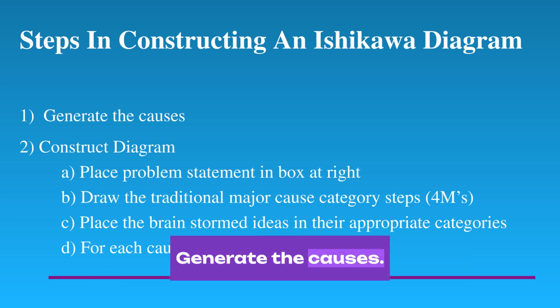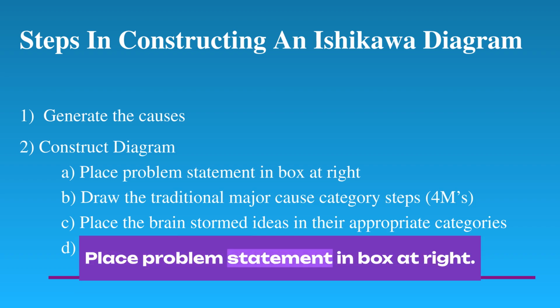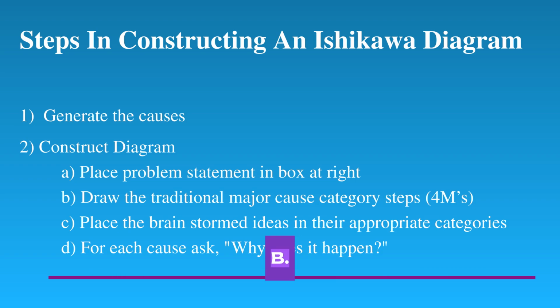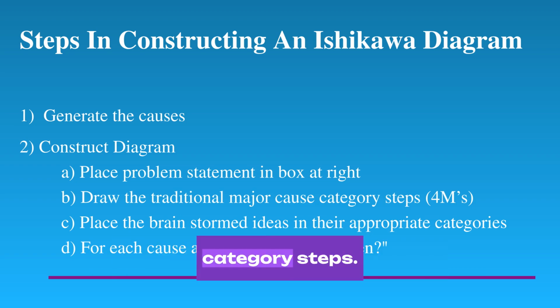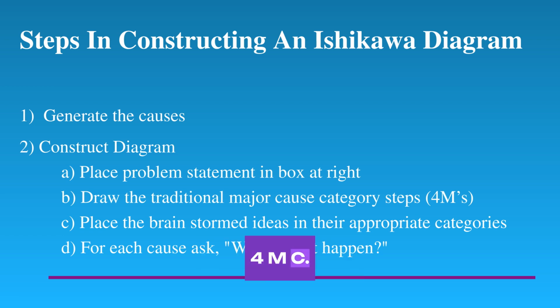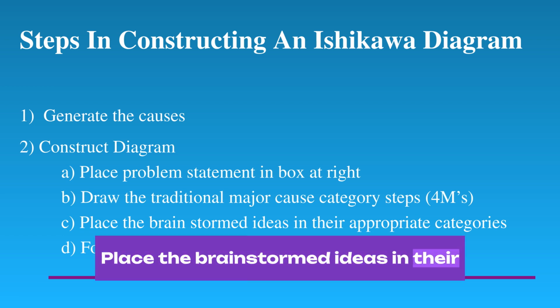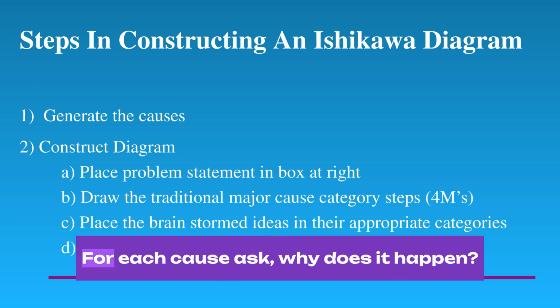1. Generate the causes. 2. Construct the diagram. A. Place the problem statement in a box at right. B. Draw the traditional major cause category steps, 4M. C. Place the brainstormed ideas in their appropriate categories. D. For each cause ask, why does it happen?